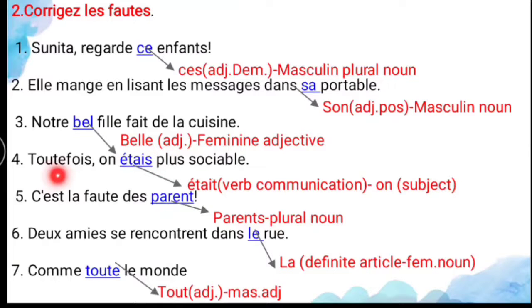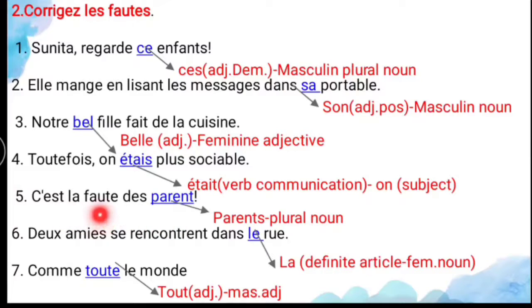And the fourth one is "Toutefois on était plus sociable." So, however, we were more sociable. So here the mistake is what? Verb conjugation. After the verb conjugation in the imperfect, "était", here the subject is what? On. It refers to the subject il or elle. So the answer is "Toutefois on était plus sociable." So, however, we were more sociable.